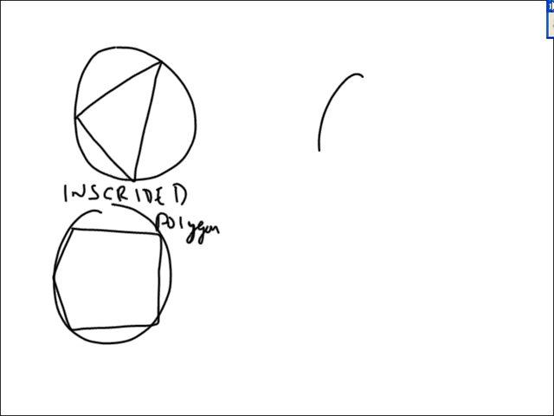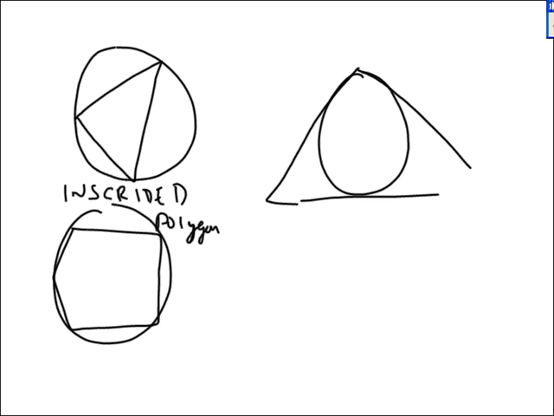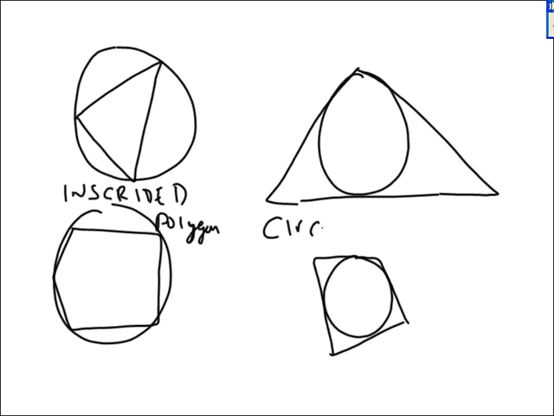What if we put the polygons outside? This one here, or this one there. These are called circumference, as in circumference. Actually, they're called circumscribed polygons.